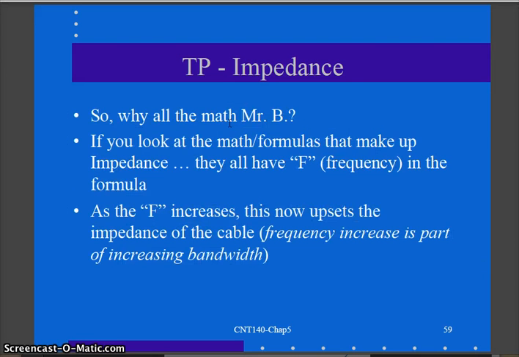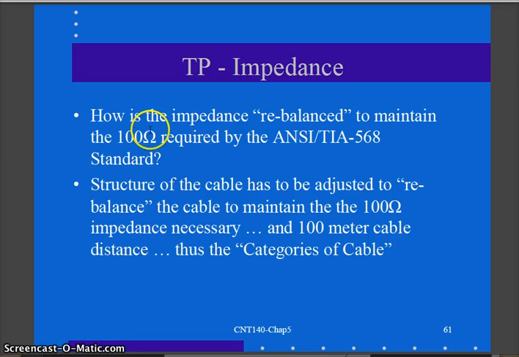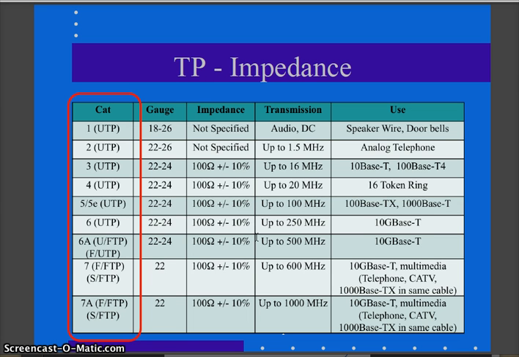And the only way it can be rebalanced is changing the structure of the cable. Because again, we need to come up with 100 ohms impedance every time. So the structure of the cable has to be adjusted to get the impedance back to 100 ohms. So therefore, over the years, the categories of cable have been created to do that. That's kind of the easy way to think of that.